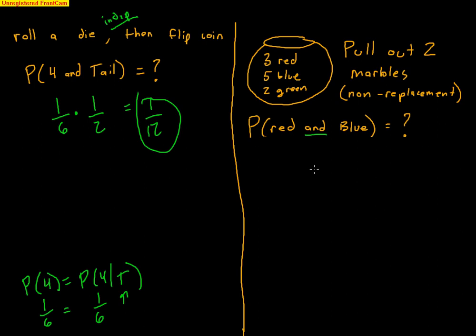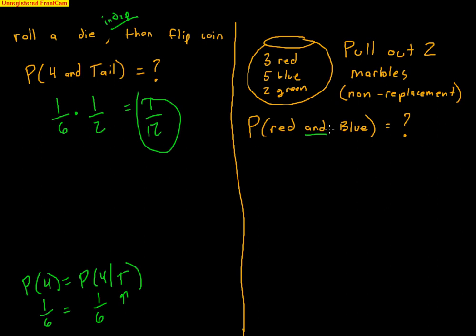So this time they are not independent, right? Because if I pull out a red one, let's say that's event A, when I reach in, the chance of me getting a blue one just changed. Why? Because there's 1 less marble in that jar.